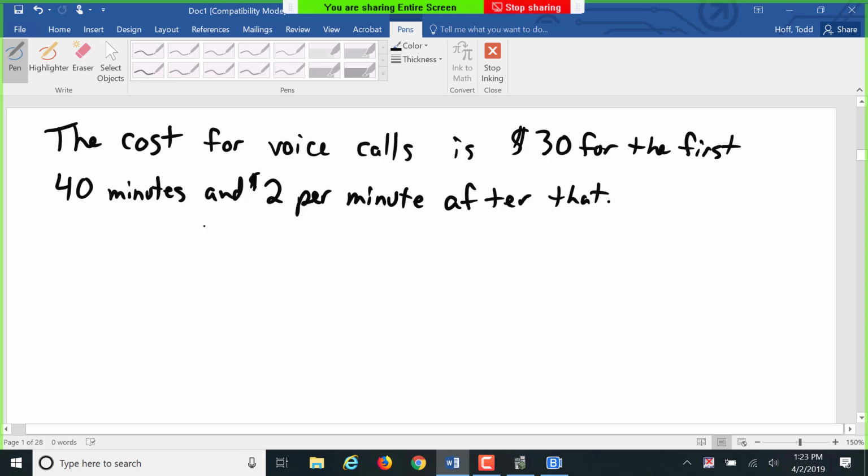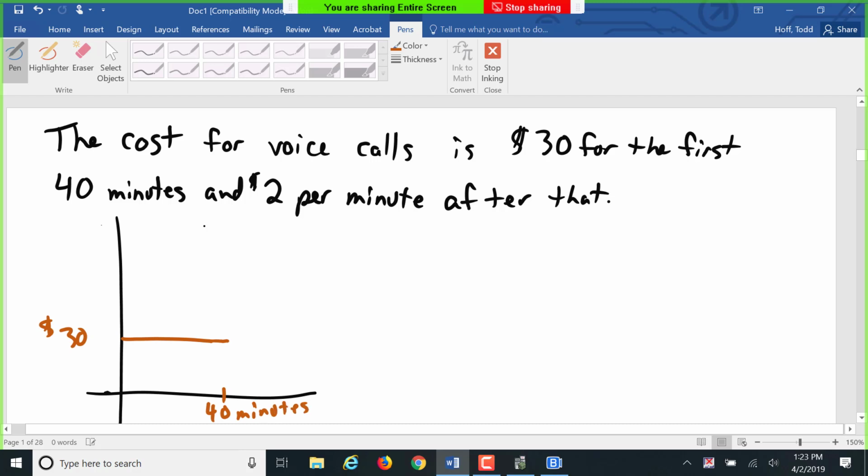So for me, it's often helpful just to look at what the graph would look like in these situations. So if I were doing that, of course, this graph is going to be all positive. And it's going to be a flat line here at $30 up until we get to 40 minutes. And from that point, then it's going to slope up at $2 per minute. That is going to be our slope.